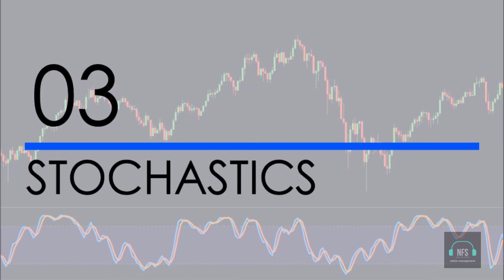The third and last indicator that we will use is the stochastic indicator.